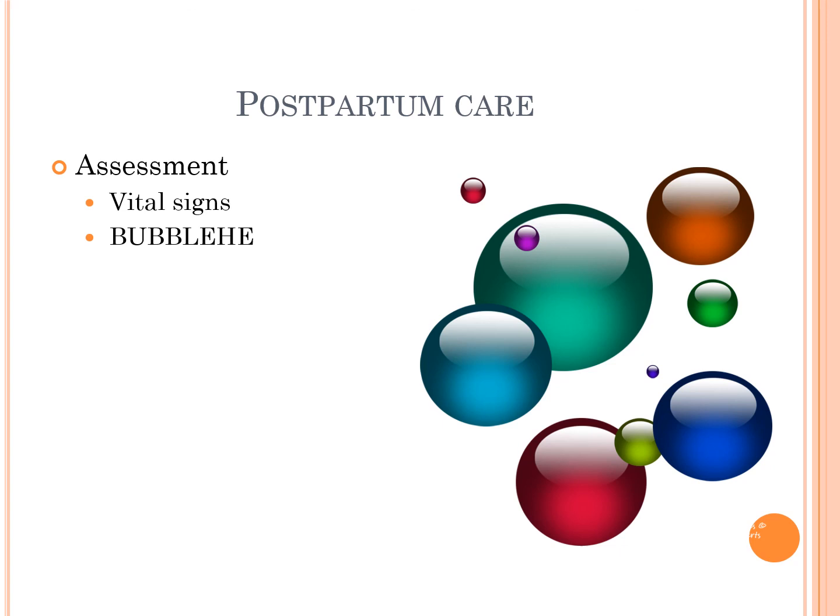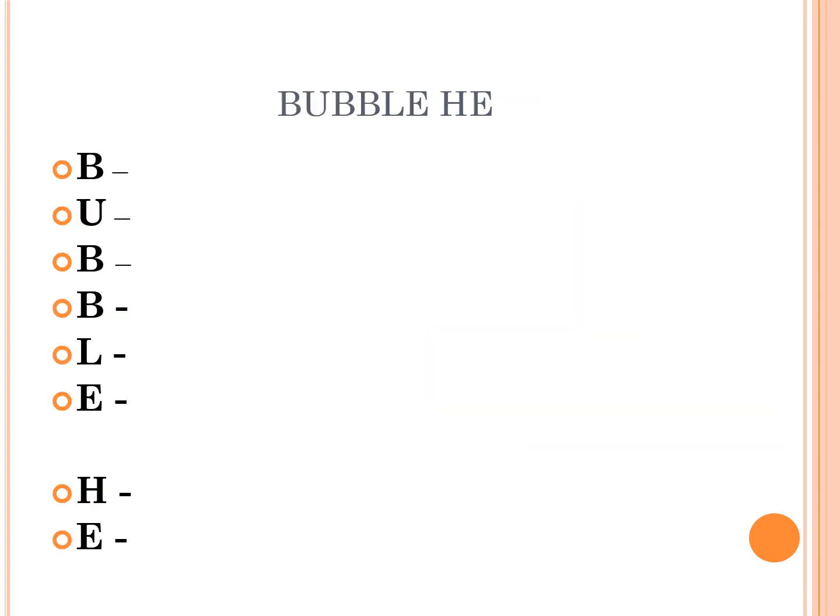Okay, so our BUBBLE-HE is breasts. We're going to assess their breasts. The uterus. Is it firm or boggy? Okay, is it high and to the right? Are we doing our fundal rubs every 15 minutes? Bladder, when was the last time they voided? Bowel, when was their last bowel movement? Do they need a stool softener?